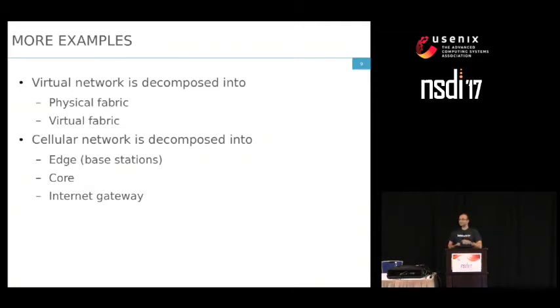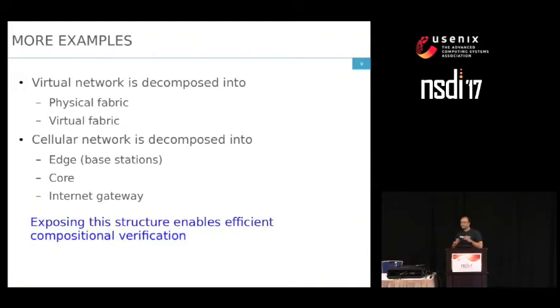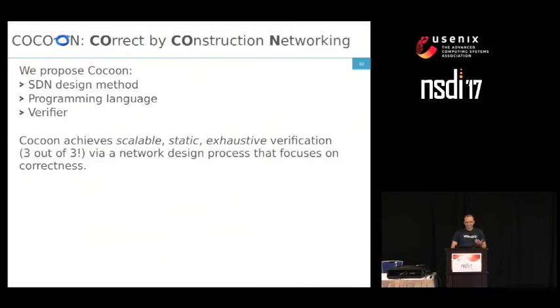So we did not implement a cellular network, but if we had implemented it, we would probably decompose it into the edge layer consisting of base stations, the core of the network, and the internet gateway layer. So this kind of modular decomposition is key to compositional verification. So we can beat the state explosion problem by verifying each refinement, one refinement at a time, as opposed to the whole thing in one go. And that's exactly what Cocoon is about.